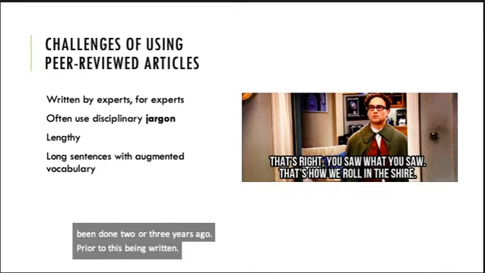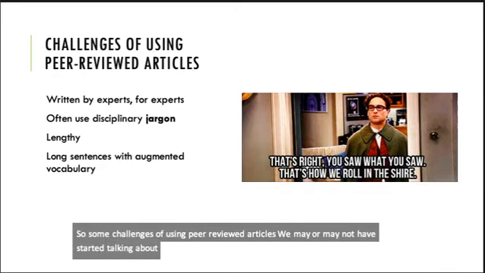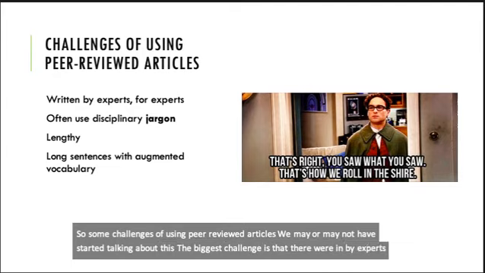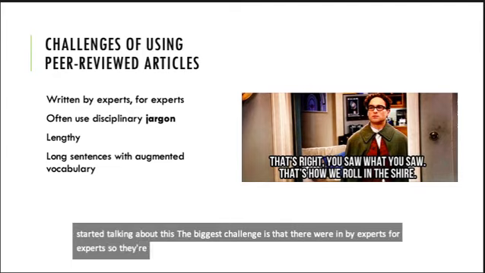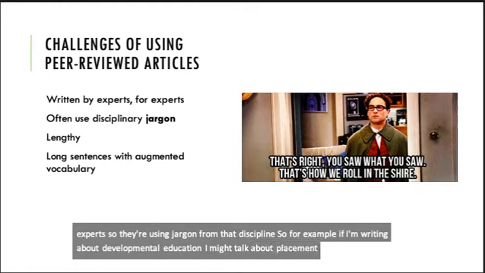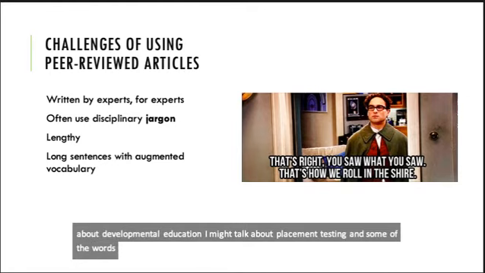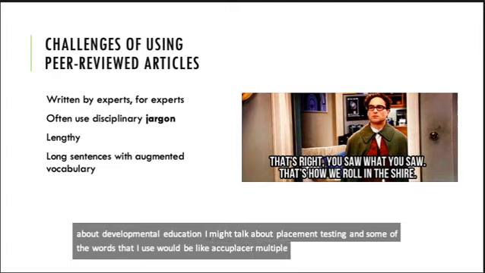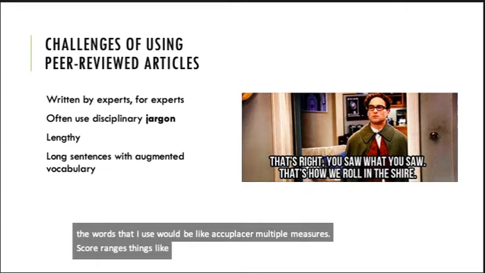So, some challenges of using peer-reviewed articles, we may or may not have started talking about this. The biggest challenge is that they're written by experts for experts. So they're using jargon from that discipline. For example, if I'm writing about developmental education, I might talk about placement testing, and some of the words that I use would be like Accuplacer, multiple measures, score ranges, things like that. ALP is a word that I would use, which is accelerated learning program.